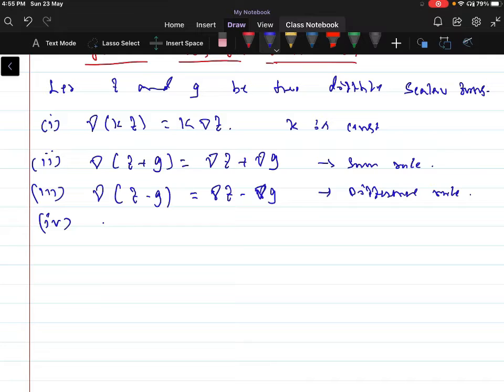Gradient of the product of two scalar functions f into g can be written as f into gradient of g plus g into gradient of f. This is the product rule. The gradient of a product of two functions is the first function into gradient of the second function plus the second function into gradient of the first function.